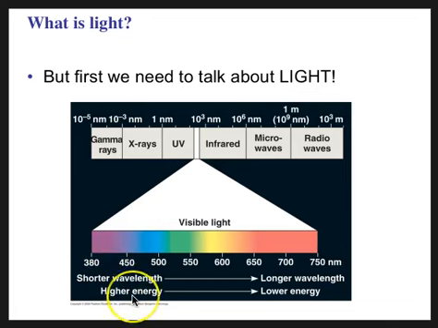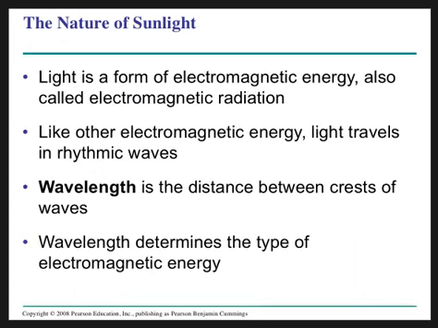Conversely, the shorter the wavelength, the higher the energy. So as we get that crest and trough, as that frequency increases, we're going to have a higher energy electron available. Just definitions here. Wavelength being the distance between the crests, and the length of the wave determines the type of energy that we're talking about.